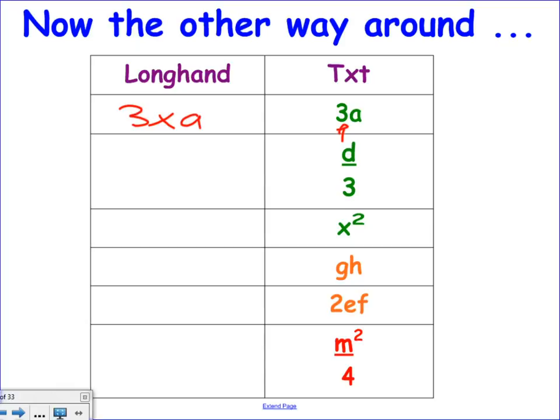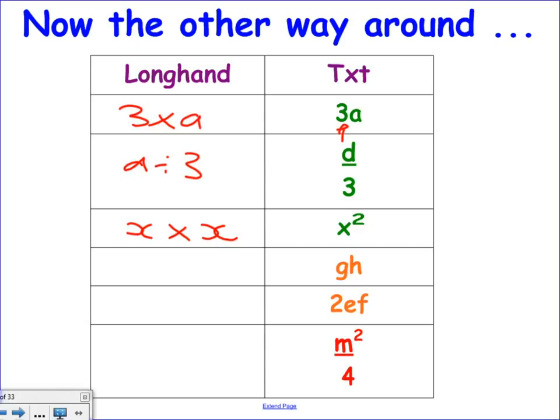D over 3 means what? D divided by 3. Everyone happy with that? X squared means what? x times x. Notice how I write my x's. What you can word spot is the difference between a times and an x. I've just put x times x. You don't get extra marks for blowing kisses to the examiner, trust me.